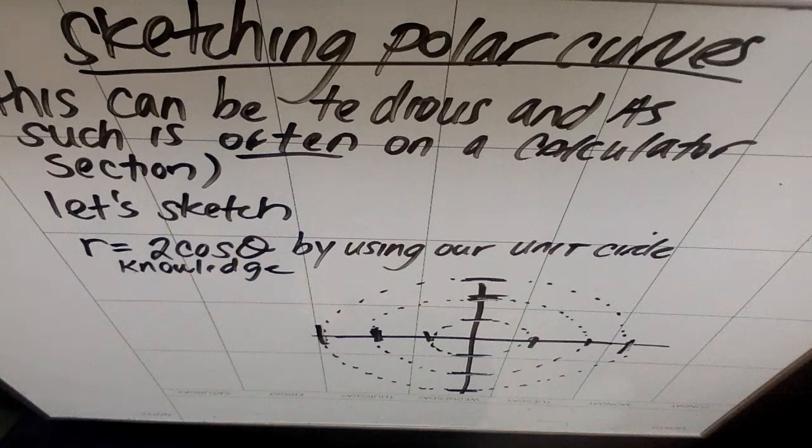Talk about sketching some polar curves by hand. I do want to preface this by saying that this can be a bit tedious, and as such is often on a calculator section of an AP. So we're going to sketch r equals 2 cosine theta using our knowledge of the unit circle.